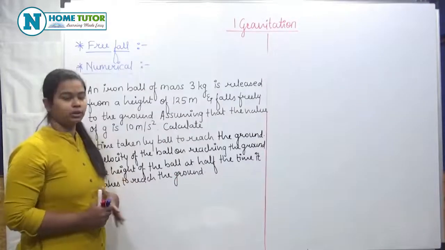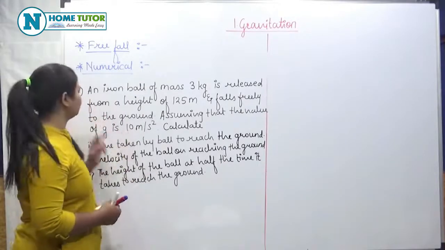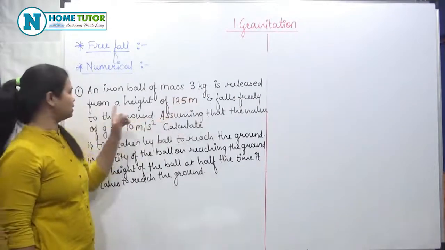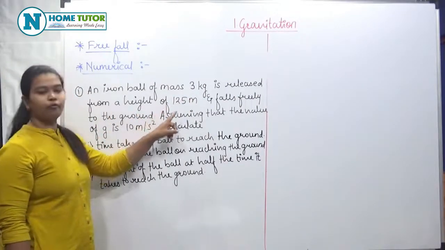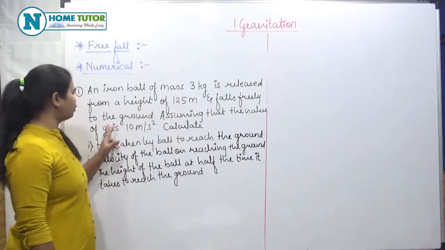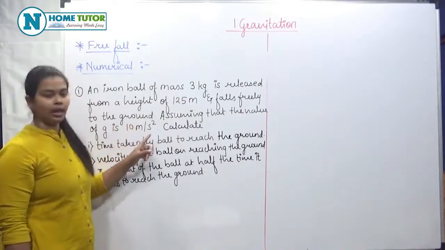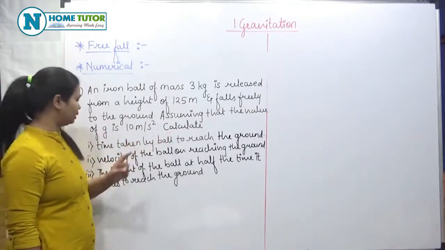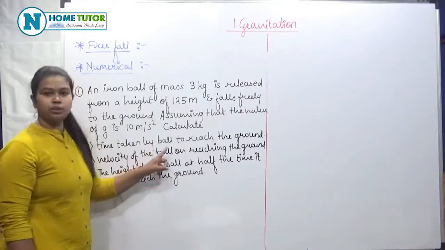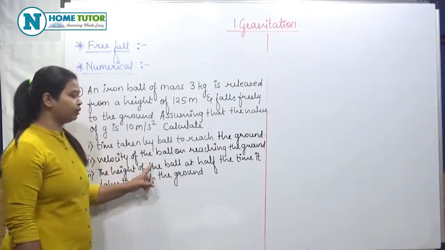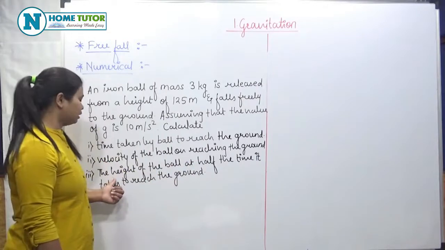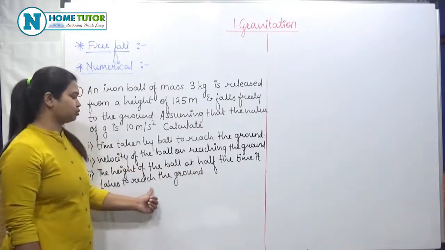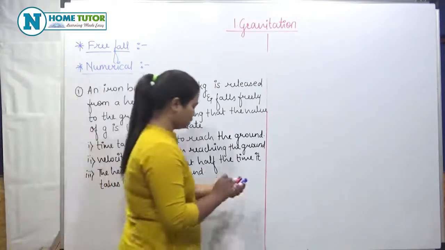Now let's solve the numericals based on free fall. The first numerical which is given here is: an iron ball of mass 3 kg is released from a height of 125 meters and falls freely to the ground. Assuming that the value of g is 10 meter per second square, calculate the time taken by the ball to reach the ground, then the velocity of the ball on reaching the ground, and the height of the ball at half the time it takes to reach the ground. So let's first write down the given things.